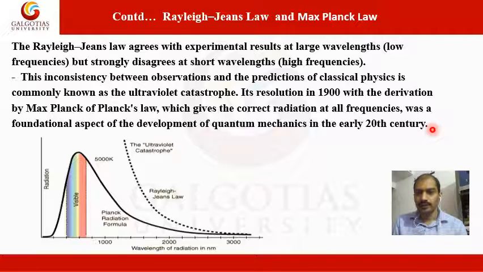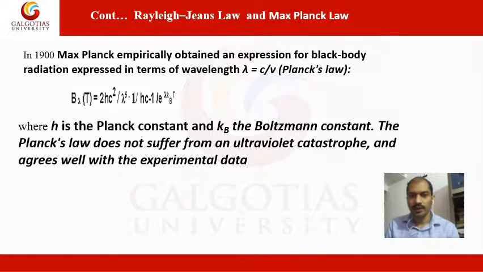So here you can see that in 1900 Max Planck empirically obtained an expression for black body radiation expressed in terms of wavelength. This is given by the expression B(λ, T) = 2hc²/λ⁵ × 1/(e^(hc/λkBT) − 1). All these terms are as usual, like the Planck constant h and kB the Boltzmann constant. Planck's law does not suffer from an ultraviolet catastrophe and agrees well with the experimental data.